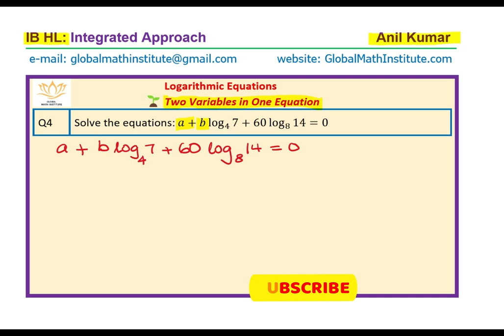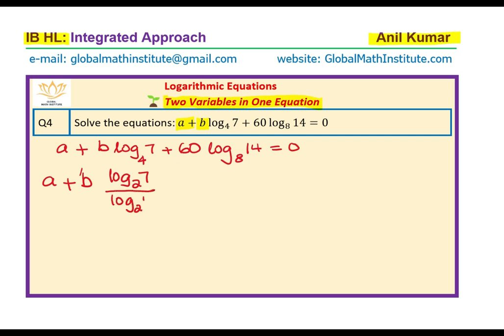How will you write a as log to the base 2? That's again a question. So we'll take a common denominator and then do it. Let's see. We'll first leave it as such. Then we have change of base. So it gives you log to the base 2 of 7 over log to the base 2 of 4, plus 60 times log to the base 2 of 14 over log to the base 2 of 8.